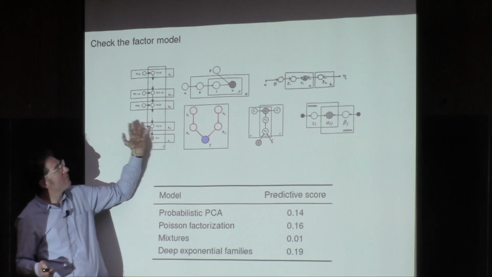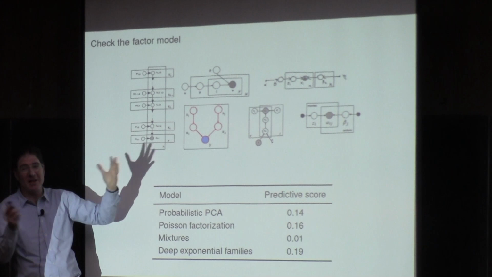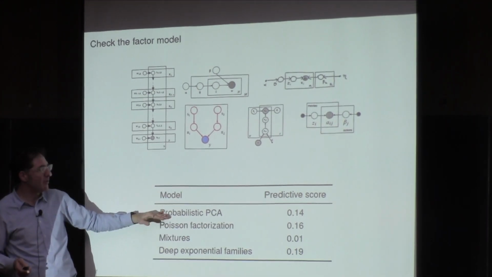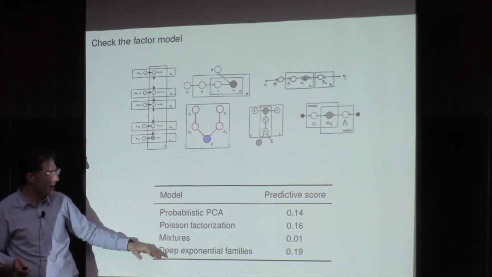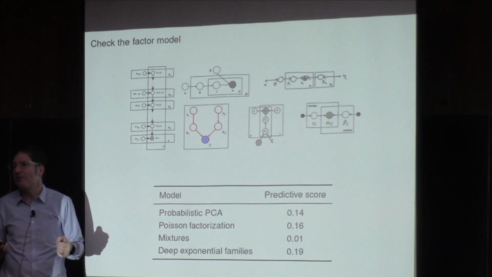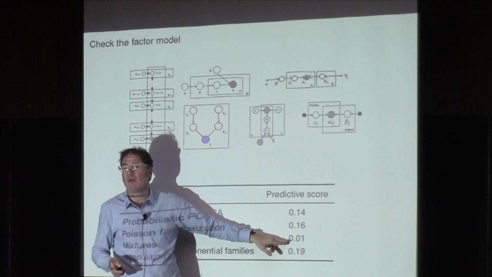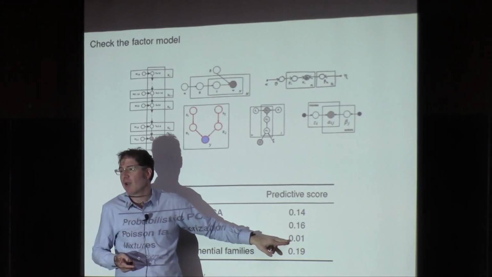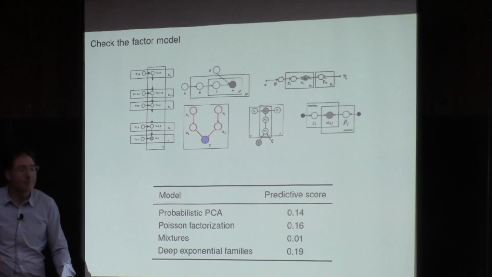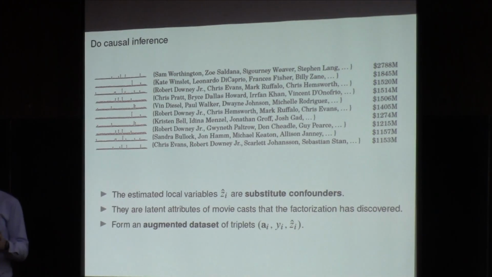Here I'm not fitting these models. This is just a picture I made to represent lots of models. But in this table, we're fitting these different factor models: probabilistic PCA, Poisson factorization, mixture models, deep exponential families. And each one gets a predictive score. This is our assessment of model checking. And you can see here, for example, that mixtures does not fit the data well. A simple clustering model is not a good model for the heterogeneity in actor casts. But these other models do well, and the deep exponential families does best. So that's the second stage.